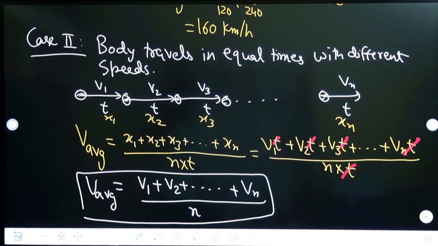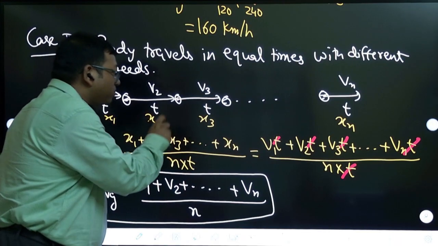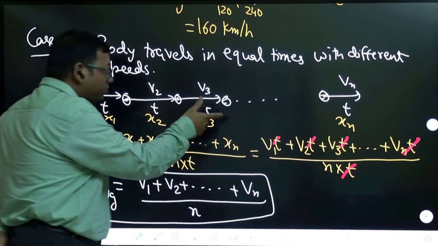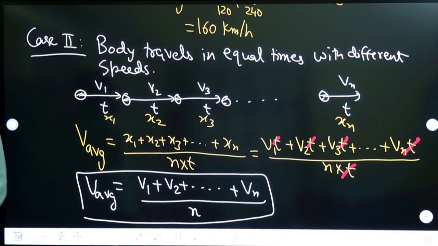But remember, all the derivations are done for uniform speeds. Here it's uniform. Here also uniform. Here also uniform. Each motion, each small motion, is a uniform motion. That's how you can do it.